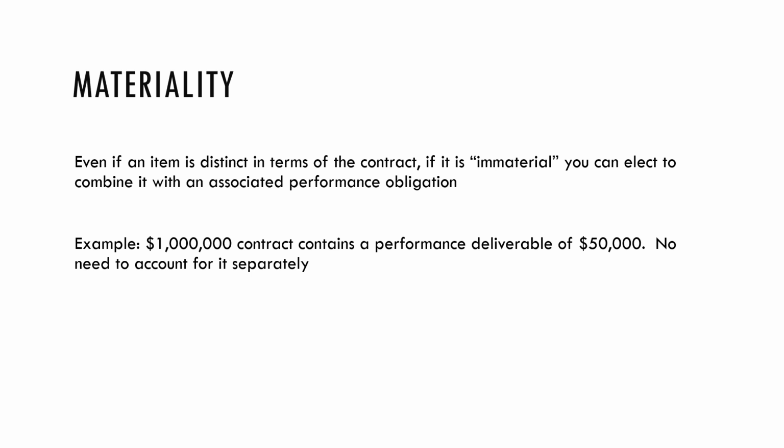If a $1 million contract contains a single performance obligation of $50,000 or a second performance obligation, do you need to report that as a separate, even though it's distinct in the contract? You know, it's not really material. For something that small, you wouldn't need to account for it separately.